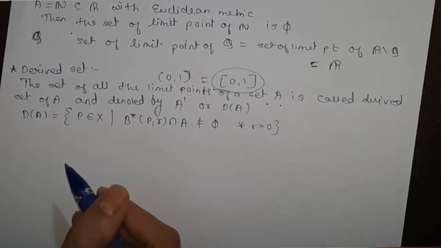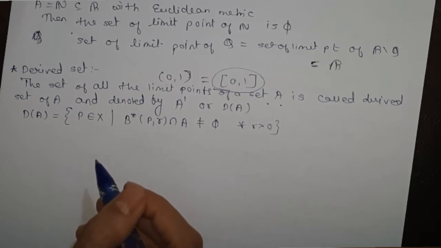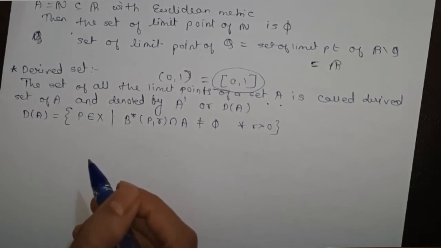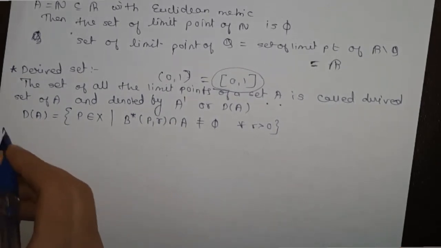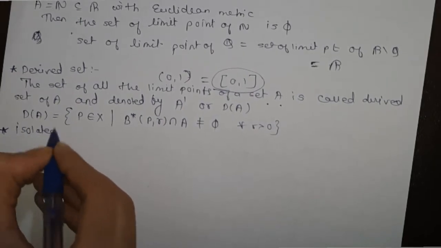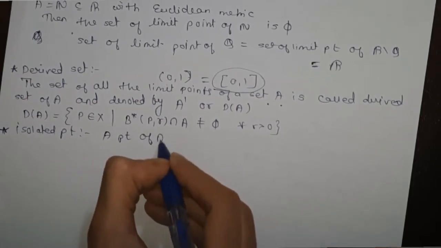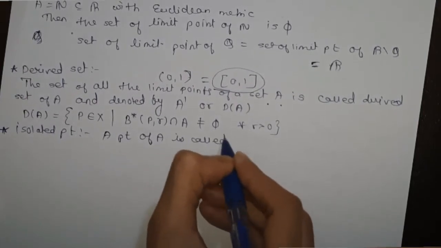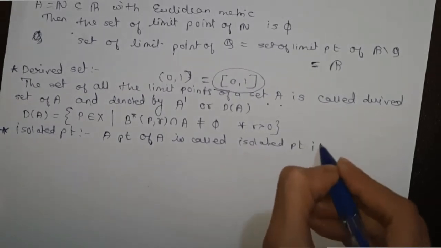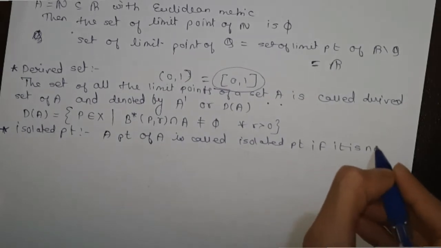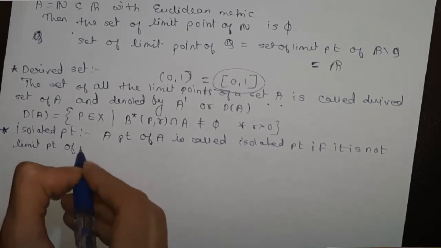Now, isolated point. What is an isolated point? If the point is not a limit point, then that point is called an isolated point. So here we can write the definition of an isolated point. A point of A is called an isolated point if it is not a limit point of A.